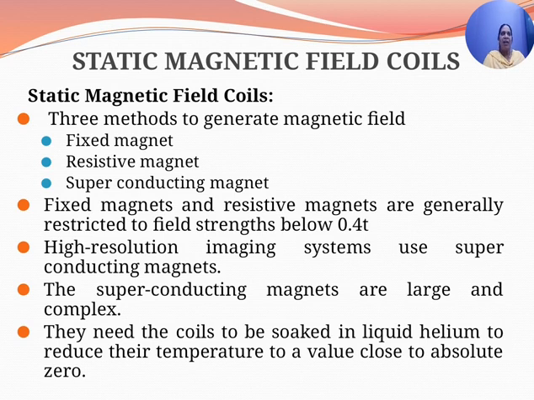So the static magnetic field coils generate the magnetic field by three methods: either a fixed magnet, a resistive magnet, or a superconducting magnet. Fixed and resistive magnets are generally restricted to field strengths below 0.5 Tesla. High resolution imaging systems use superconducting magnets. The superconducting magnets are large and complex, and they need the coils to be soaked in liquid helium to reduce the temperature to a value close to absolute zero.